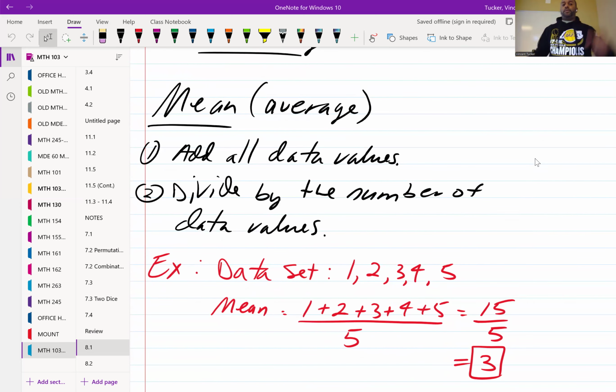So, quick example, our data set is 1, 2, 3, 4, 5. Say you add those numbers, and then we divide by 5 because we have 5 numbers. That'll be 15 over 5, which is 3. So our average, or our mean, is 3.